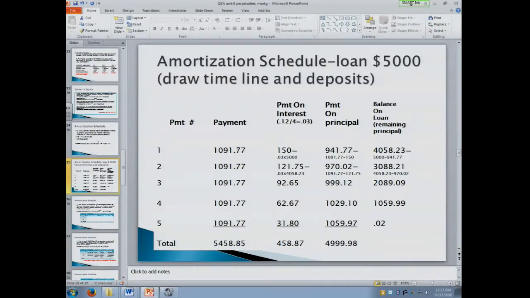Principal and interest must equal payment. How much is the balance remaining on the loan? Well, I initially started with $5,000. $941.77 was the principal I paid on the loan on the first payment, so I subtract those two. So the balance on the loan after the first quarter, it started out at $5,000. At the end of the first quarter, after the payment, I only owe $4,058.23. So I'm going to let you figure out the rest of these.